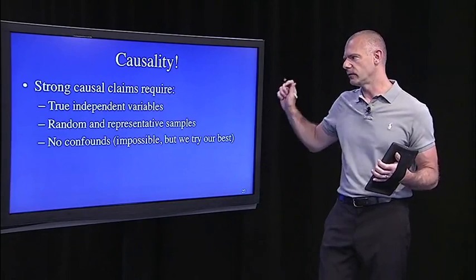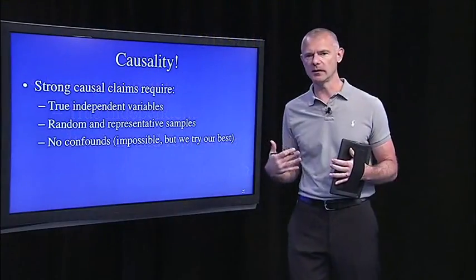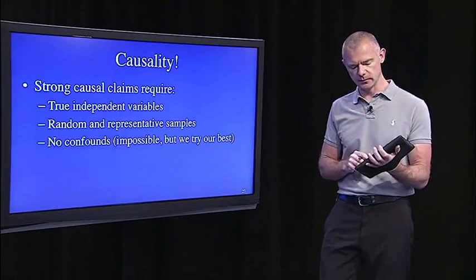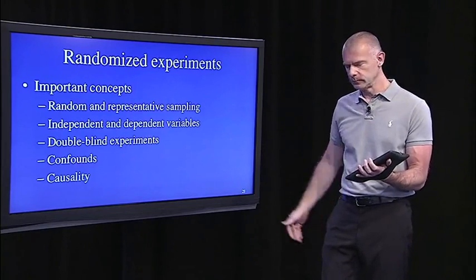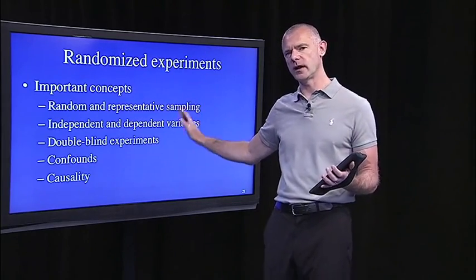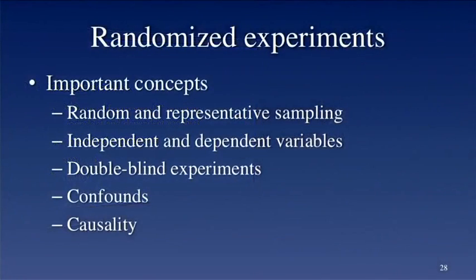And for it to work, we have to have true independent variables, and I'll explain that a little bit more in the second segment. We have to have random representative samples and no confounds. And again, that's impossible, but good experimentalists, we try to do our best to eliminate those confounds. So to summarize, these are the important concepts to take away from this first segment. Random representative sampling, independent and dependent variables, double-blind and single-blind experiments, confounds, and causality.